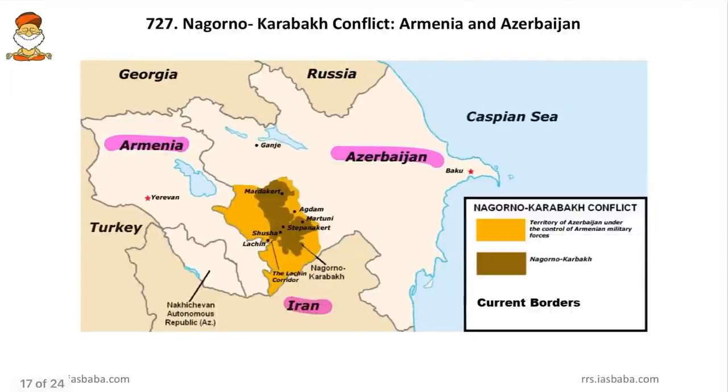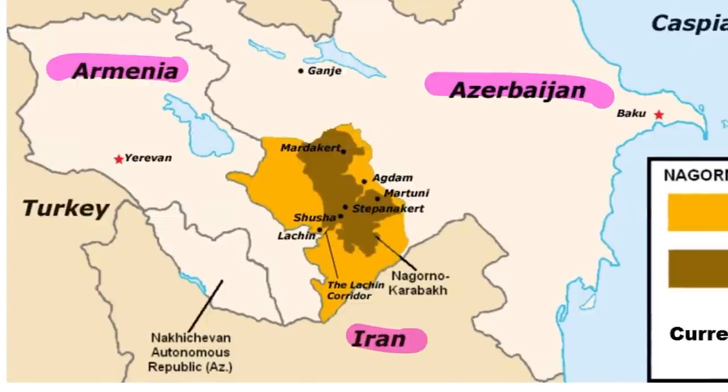Then come to next one, the Nagorno-Karabakh conflict. Friends, it is an area between Armenia and Azerbaijan. Here, this area of Azerbaijan is being occupied by Armenia. Just like Pak-occupied Kashmir, Armenia has occupied some areas of Azerbaijan. Within that occupied area lies the Nagorno-Karabakh region, which is provided in bold.